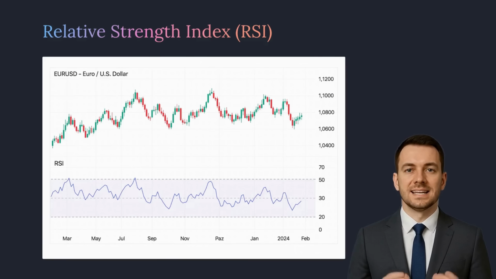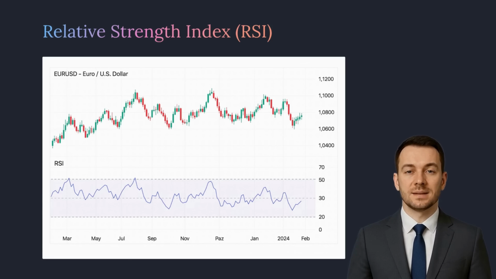The Relative Strength Index, RSI, is a popular momentum oscillator that helps gauge whether a market is overbought or oversold. RSI is plotted separately, typically below the price chart, as a line that oscillates between 0 and 100. Classic interpretation is that RSI values above 70 suggest an overbought market. Price may have risen too far, too fast, and could be due for a pullback, while values below 30 indicate oversold conditions. Price may have fallen too fast and could bounce.